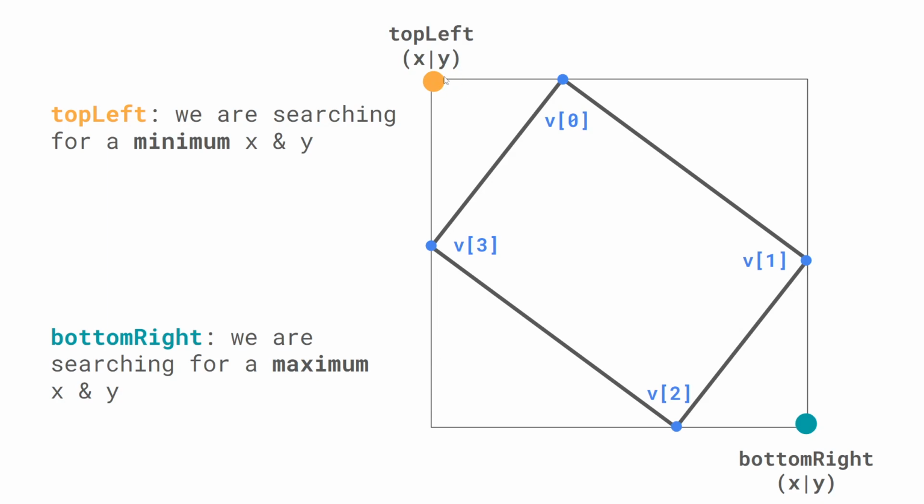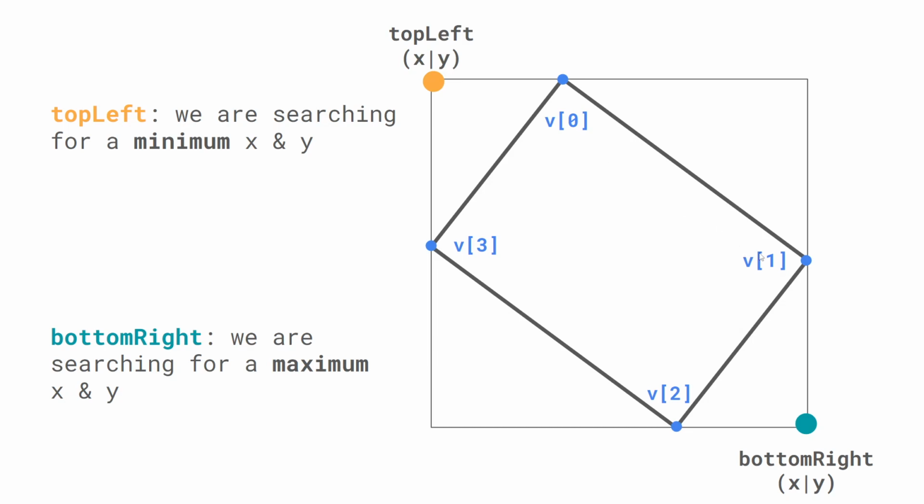Same for the y part. Initially, we set the y part again with a really, really large number. Then we check the first vertex against the really large number. Of course, the first vertex will have a smaller number, so we set the y component of vertex 1 as 0 to the y value of top left.